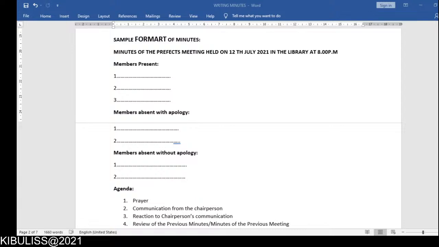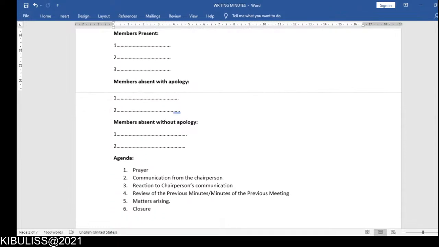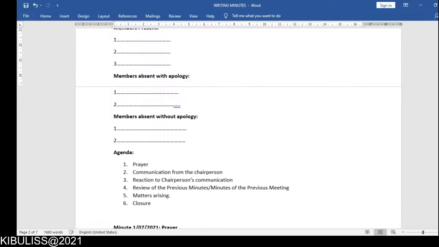Then immediately after that, your next subheading will be agenda. And for the agenda, you are going to list it like I have done in that sample. We have prayer. We might have communication from the chairperson. We might have reaction to what the chairperson communicated. We might have to look at the minutes of a previous meeting, which you might have sat 2 weeks ago or a month ago, whichever.